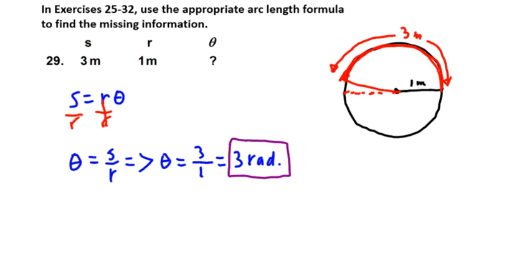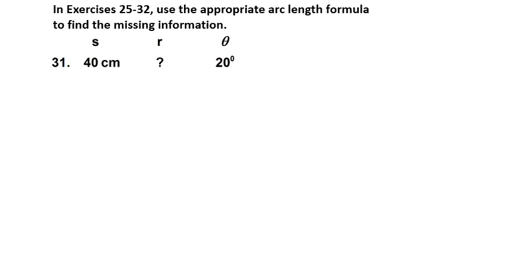Next problem, 31. This time we don't have the R. We got another situation. This theta is in degrees.